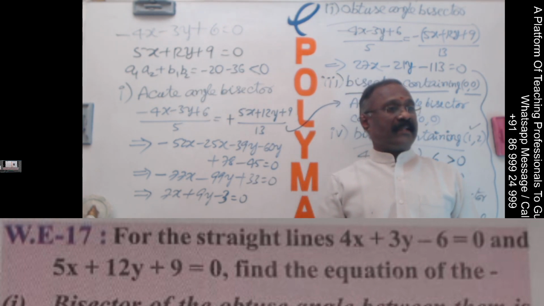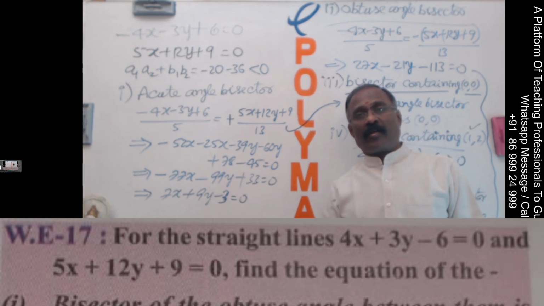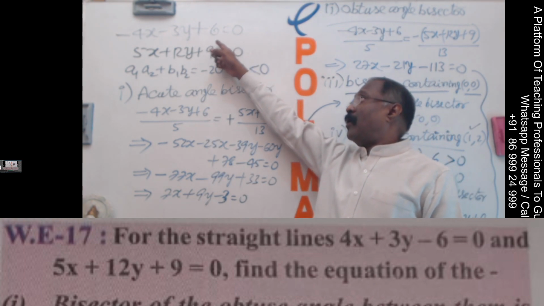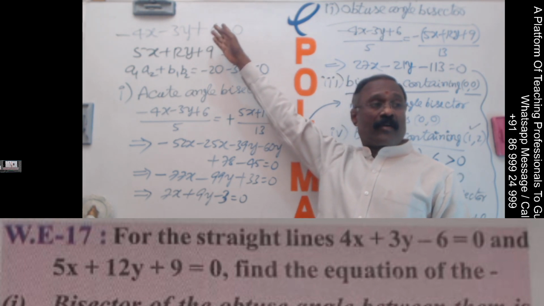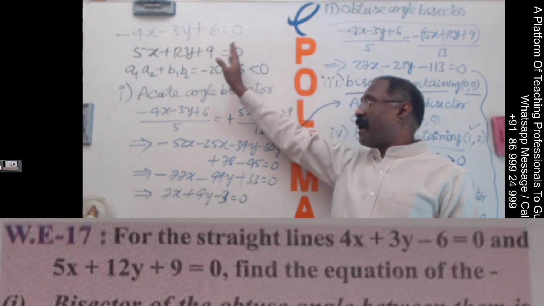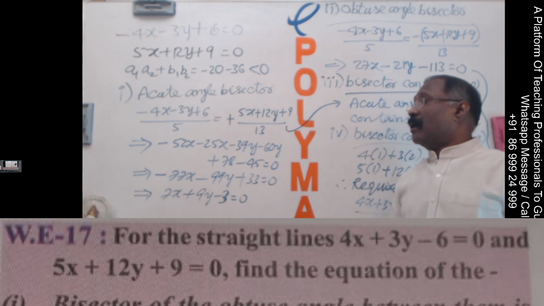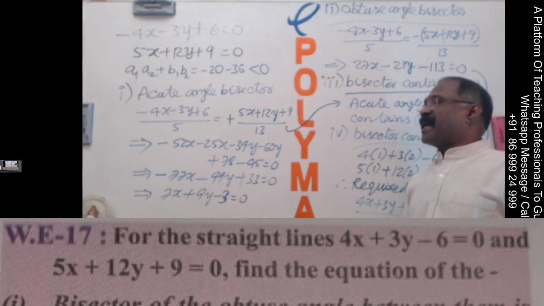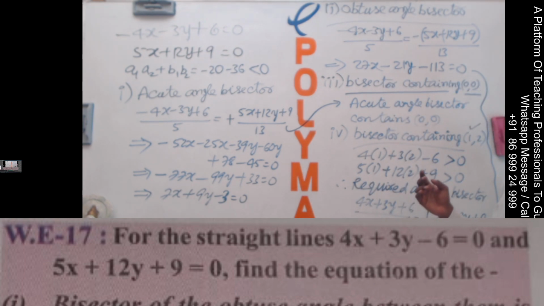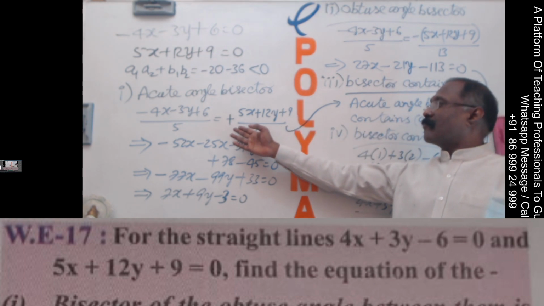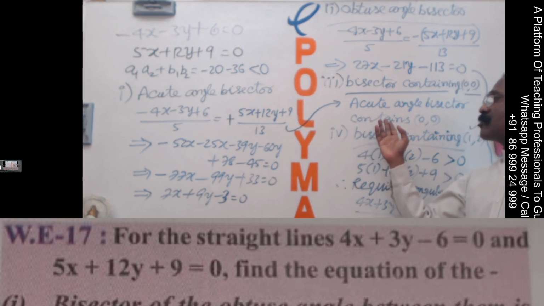Coming to the bisector containing the origin, you have to make both the constants, C1 and C2, positive. We made C1, C2 positive, and if that is positive, take the plus sign for the angular bisector containing the origin. Take plus sign means this is a plus sign; this contains the origin.